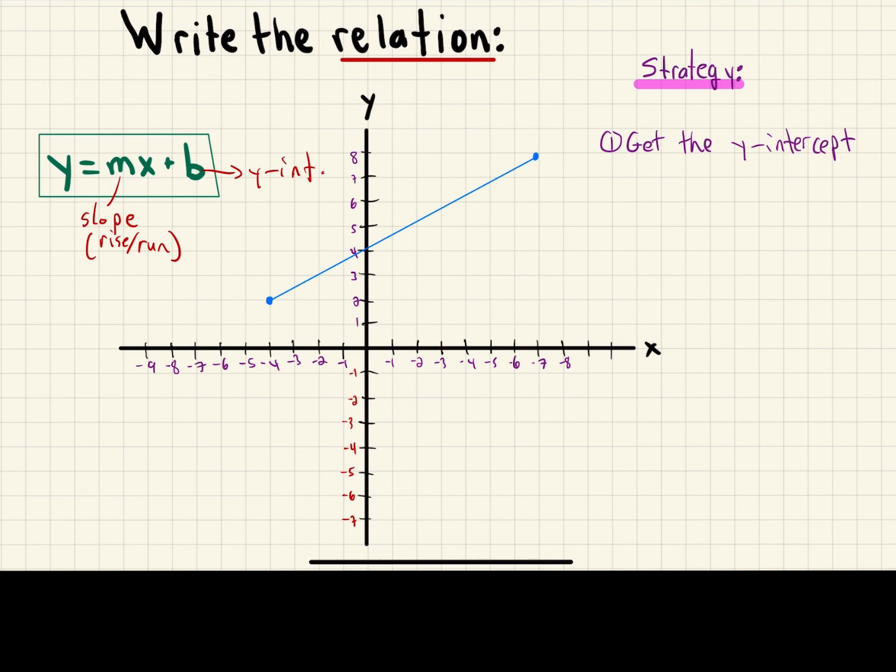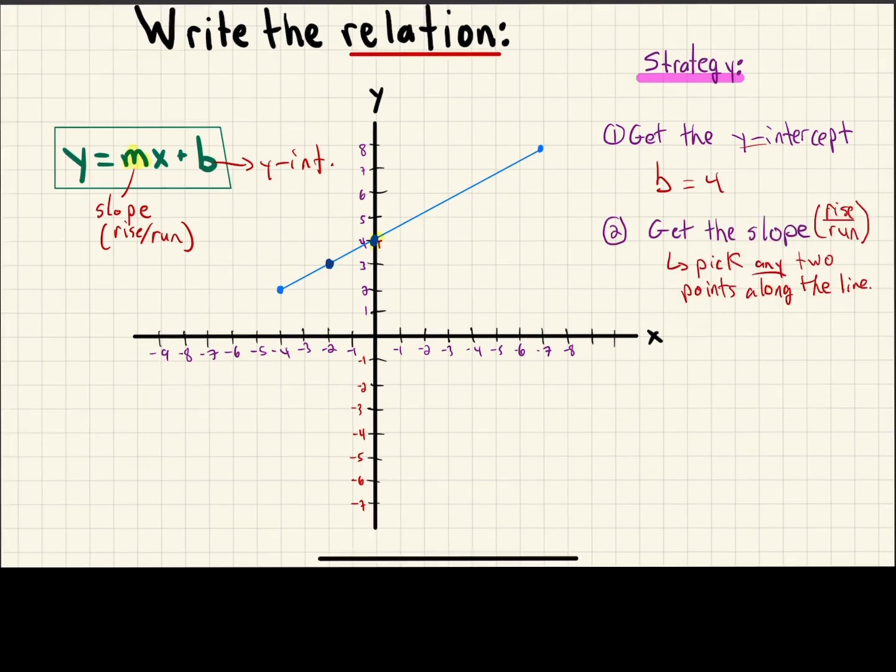So the first thing that we do is we try and get the y-intercept here, or the b value. And when we look at our graph, we can see that the line crosses at this part here, where the y value is equal to 4. So therefore we could say that the value for b is equal to 4.